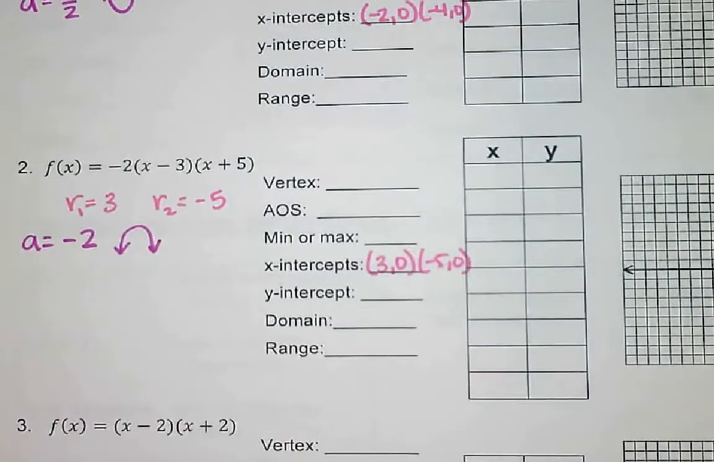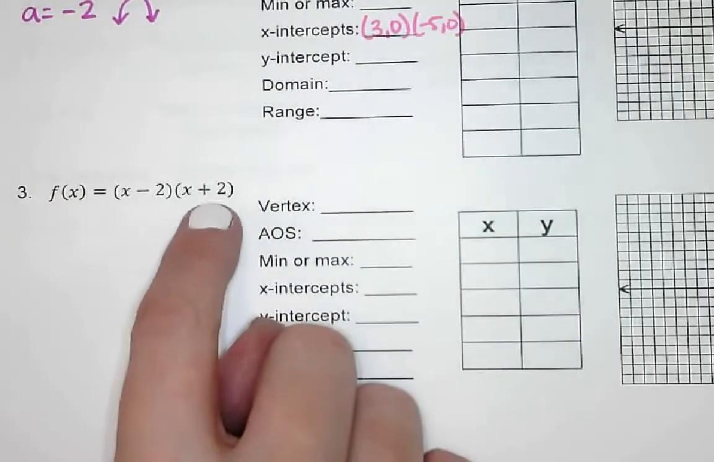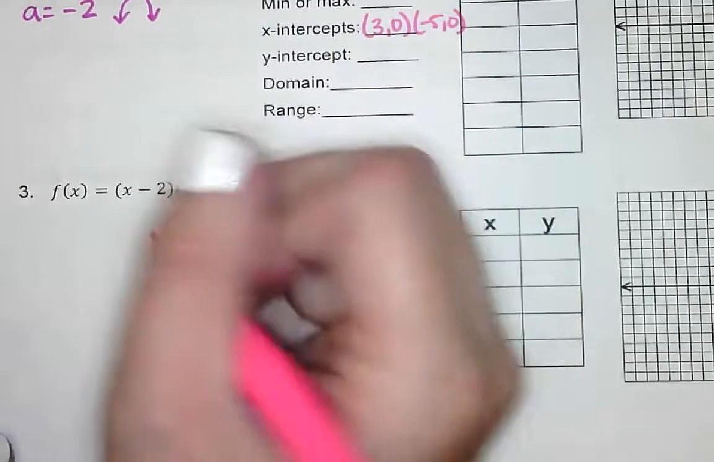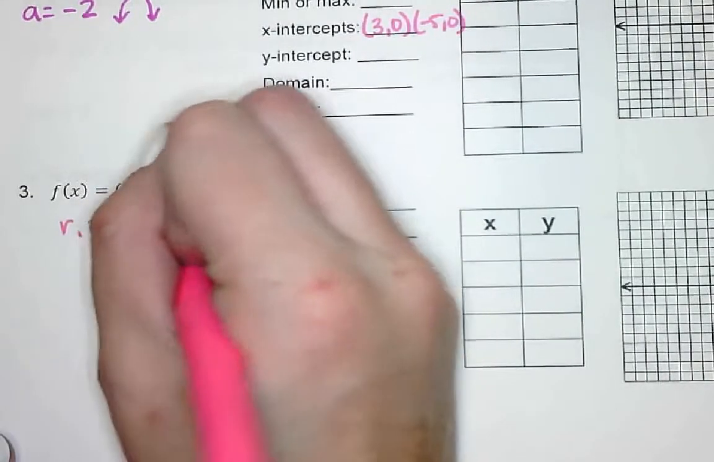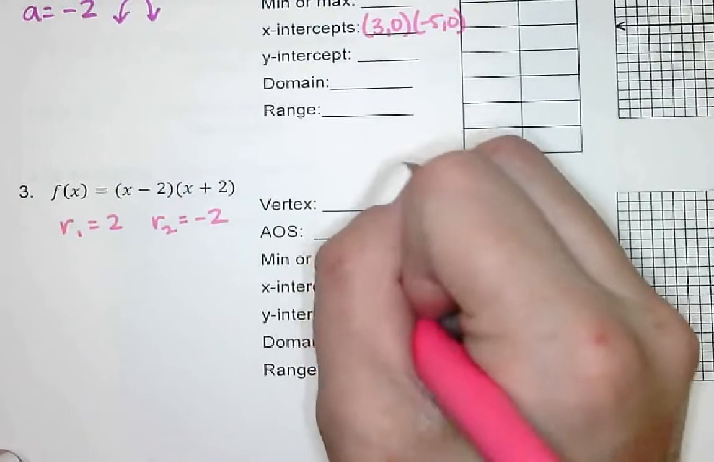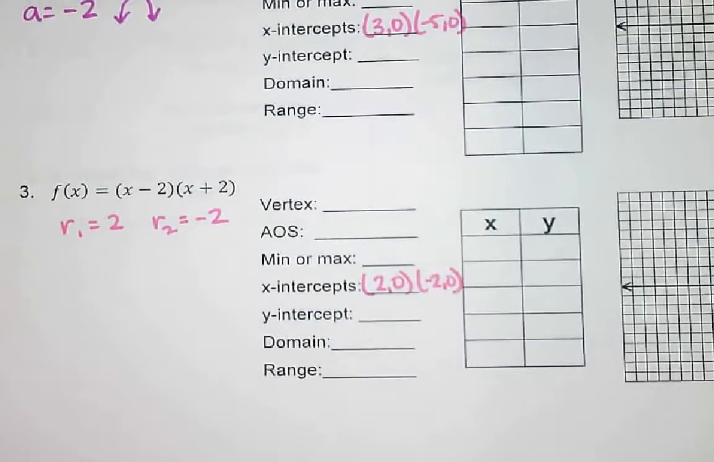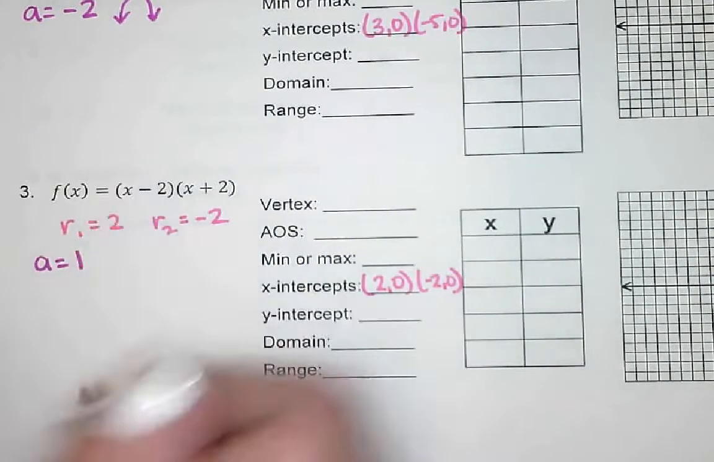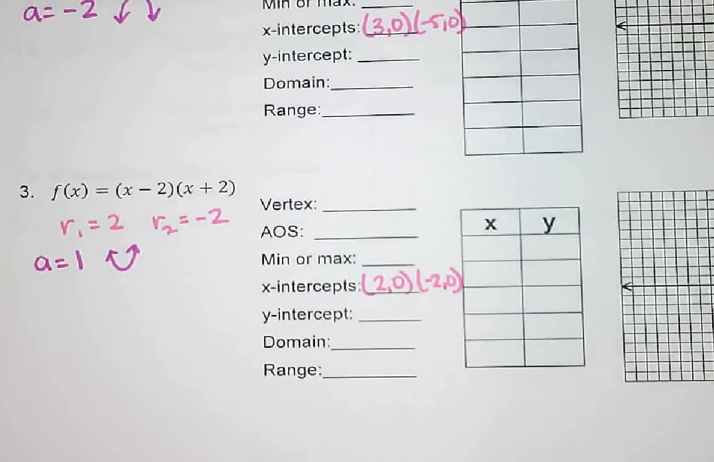And then last but not least, what would be my X-intercepts on number 3? Positive 2 and negative 2. So 2, 0 and negative 2, 0. And my A value in this case is a 1 because there's nothing in front of it. So it's going to be a happy face and open up. All right? So we're going to do more with the intercept form on a different day, but I just wanted to make sure that you were familiar with it a little bit.